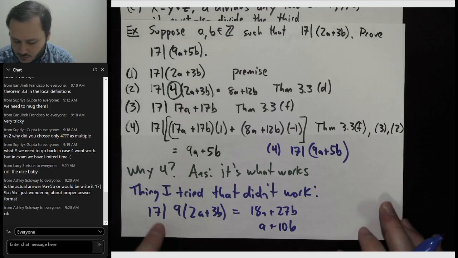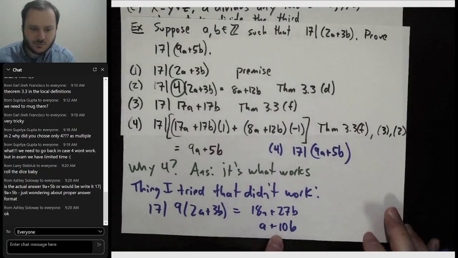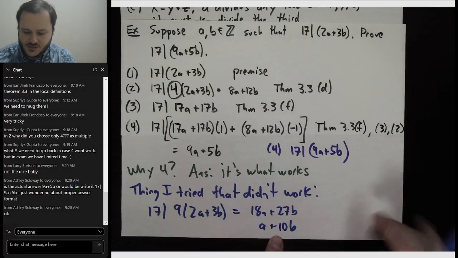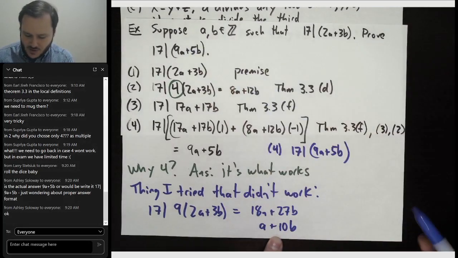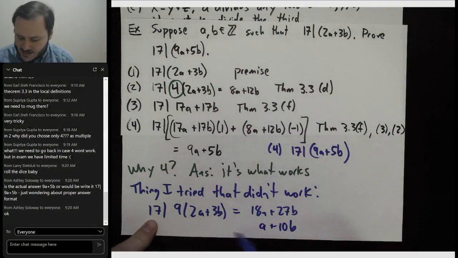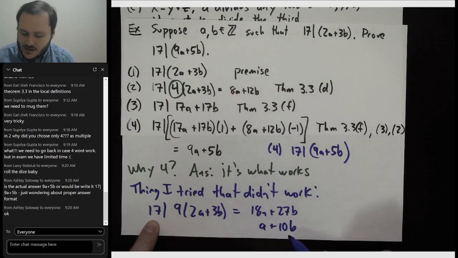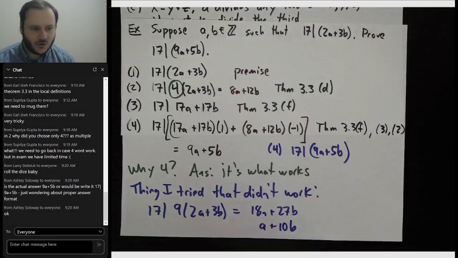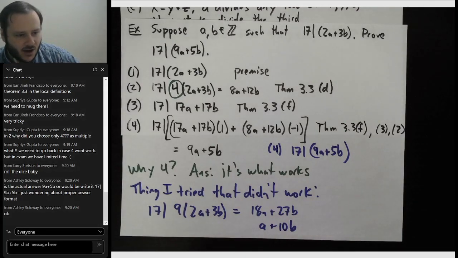So, right, this is a good proof. It's just not what I was asked to prove. I ended up proving 17 divides a plus 10b, even though that wasn't my original goal. So yeah, shock, surprise. We need to go back in case 4 won't work.